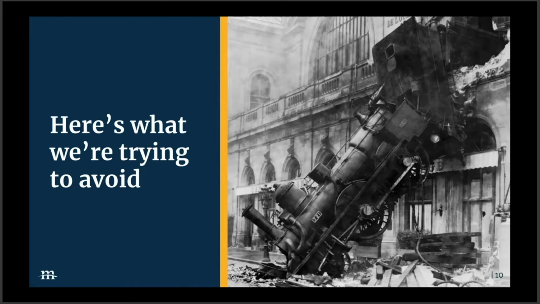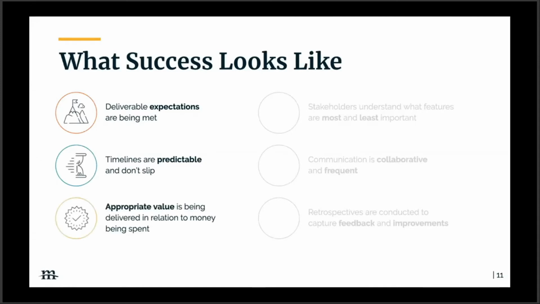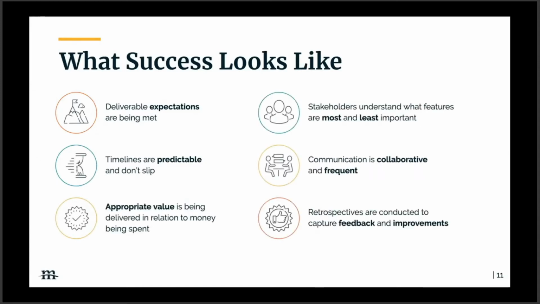But let's look at what we do want to accomplish. What success looks like in Agile is making sure deliverables are clearly understood by all parties, timelines are predictable, and the appropriate value is being delivered in relation to the money spent. A couple of years ago, there was a very well-known car rental company in the middle of a lawsuit because they spent $32 million on a website redesign project that never took shape, that never saw the light of day. And that happens more than you know.